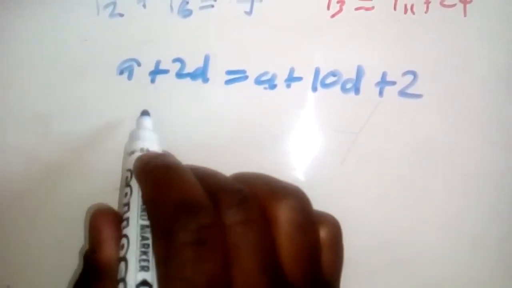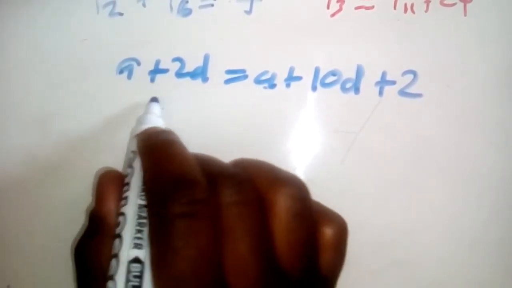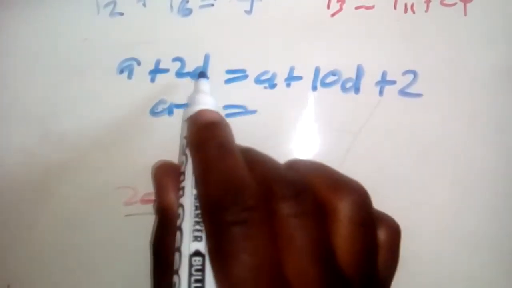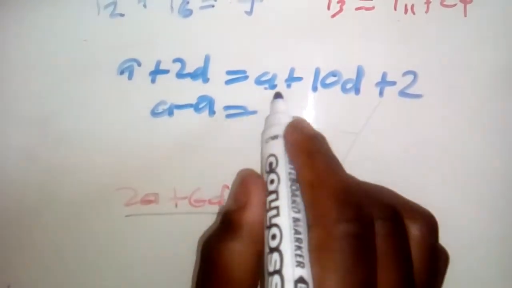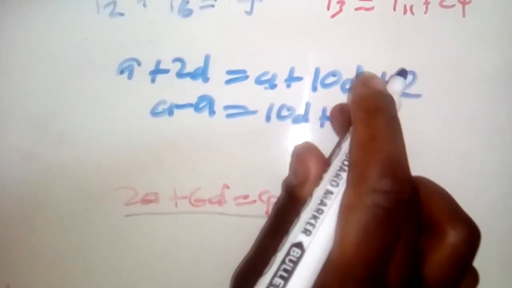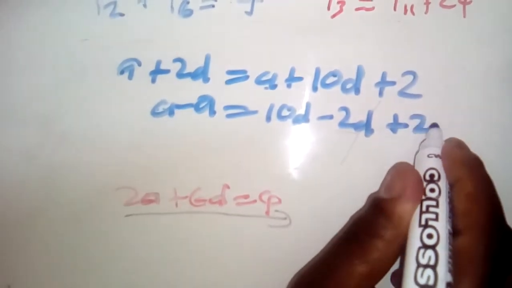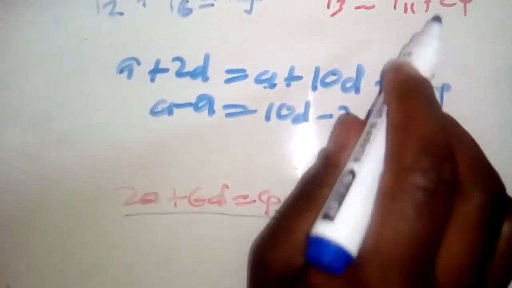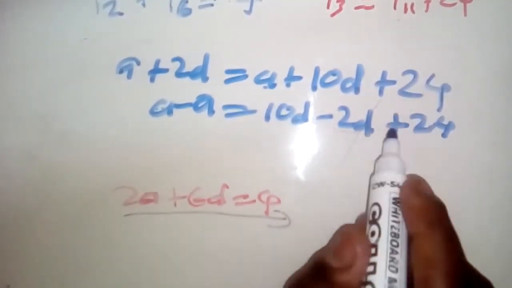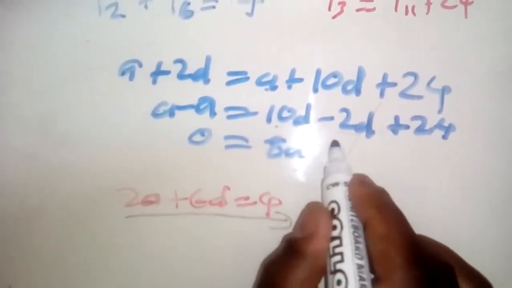If I take a to the other side, our a cancels out. A minus a will cancel out. Let me write down this step to avoid confusion. If I choose to take d to this side, it's going to be 10d minus 2d, and then plus 24. I'm writing the exact same thing, but in place of T3 I put this, in place of T11 I put that. So a minus a is 0, so 10d minus 2d is 8d, plus 24.